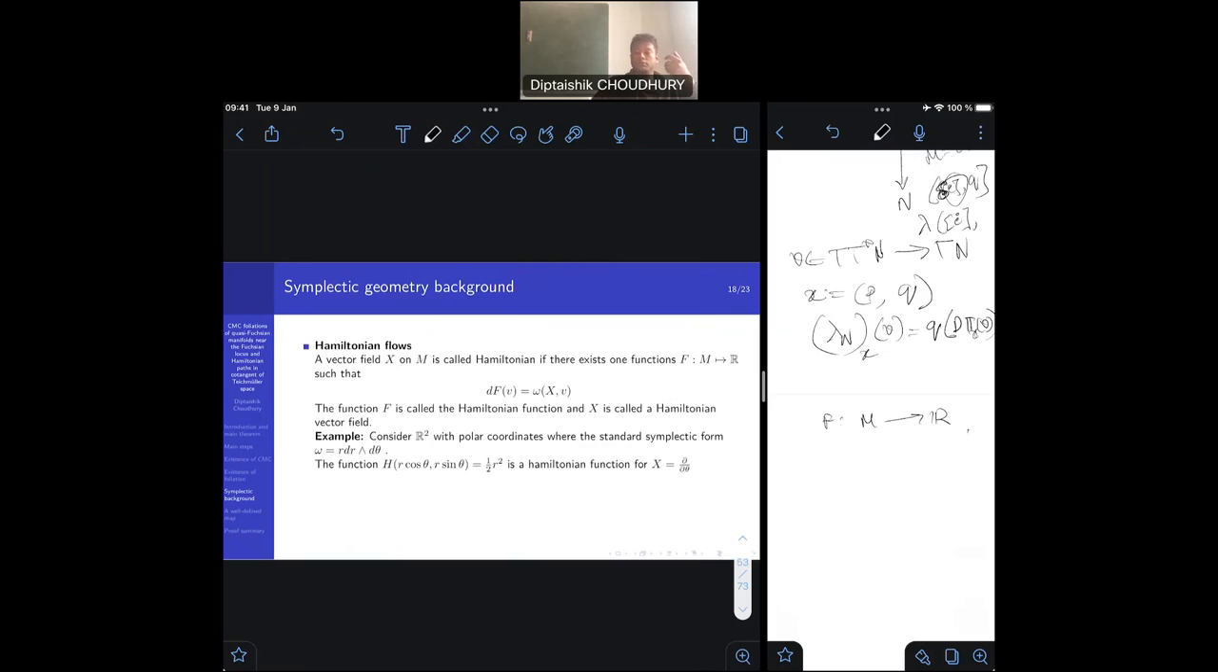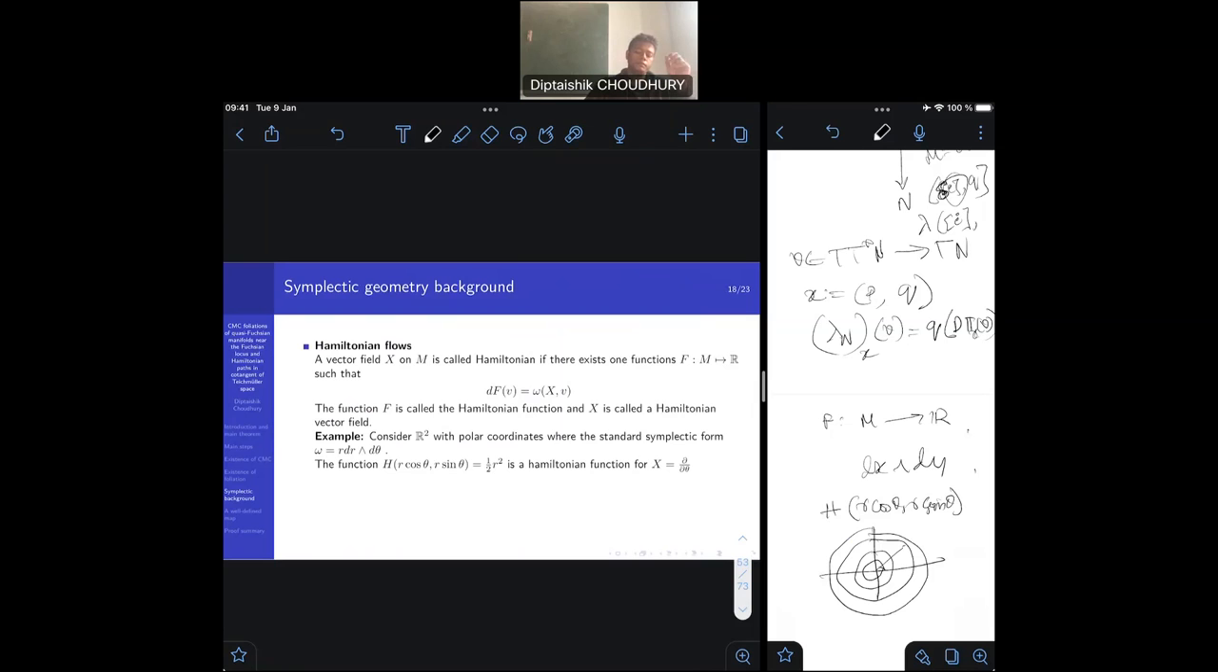A basic example is that if you take R^2 with the polar coordinates, r dr wedge d theta, which is another way of writing dx wedge dy, the function given by the square of the distance from the origin is the Hamiltonian function for the angular vector field. The integral curves of del del theta are circles centered at the origin, and these are also the Hamiltonian flow for the function giving the distance from the origin. So if the vector field is Hamiltonian with respect to some function, then the flow lines are contained in the level sets of this function.